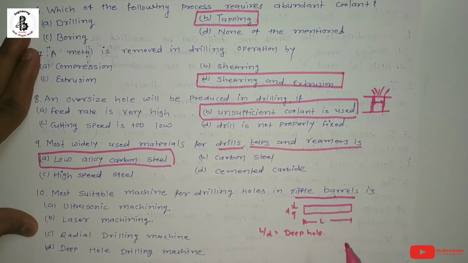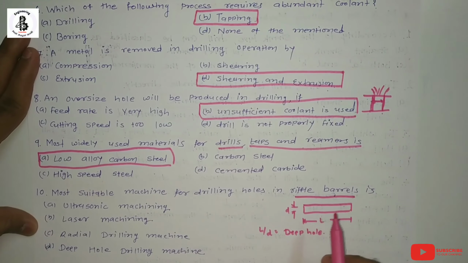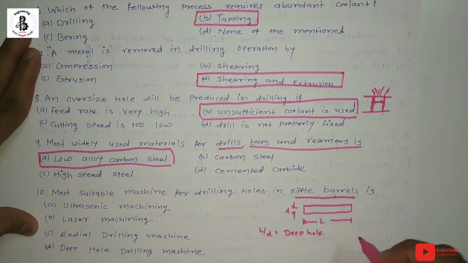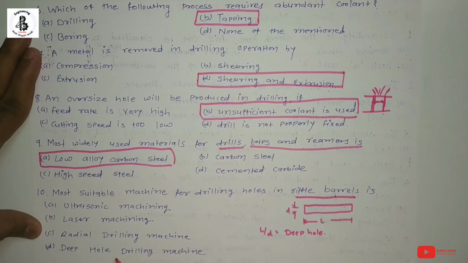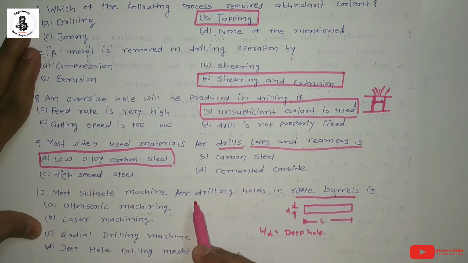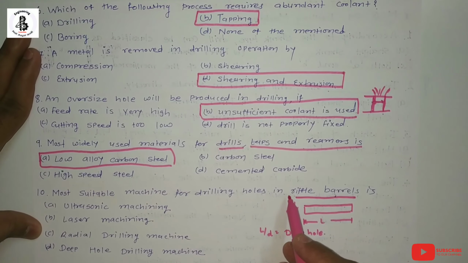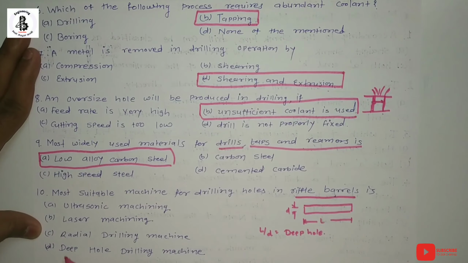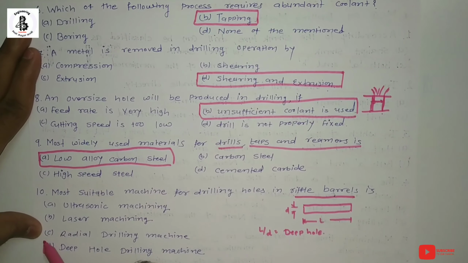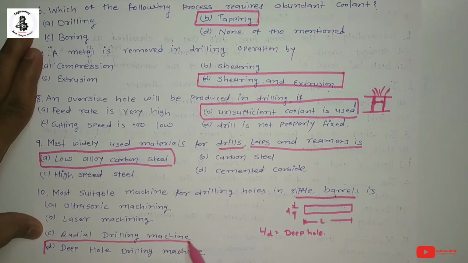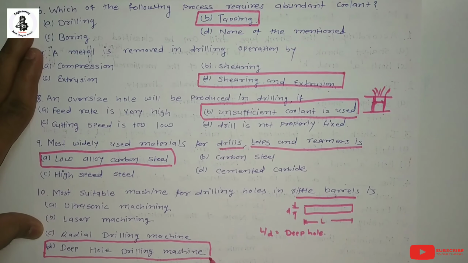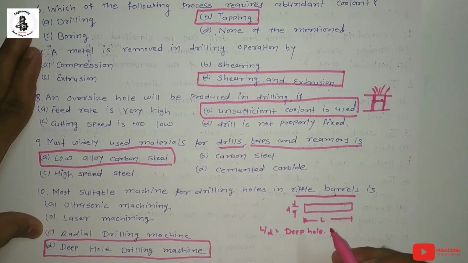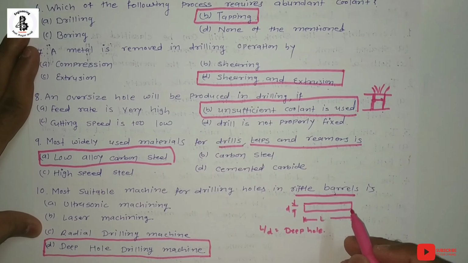That process is used to make rifle barrels, or you can say gun metal. So basically deep hole drilling machines are the suitable machines to drill holes into rifle barrels. So option D, deep hole drilling machines, have good accuracy for making such kinds of holes in rifle barrels.